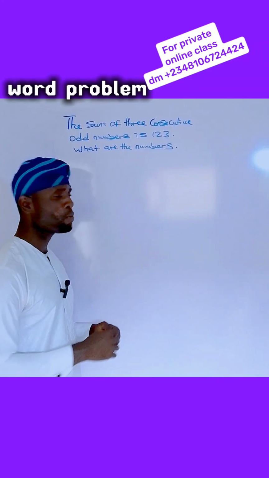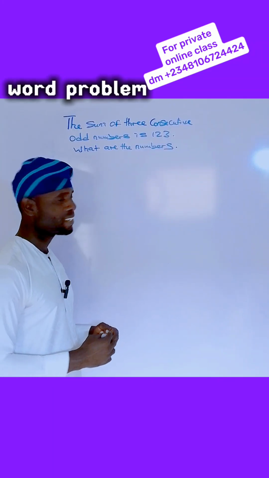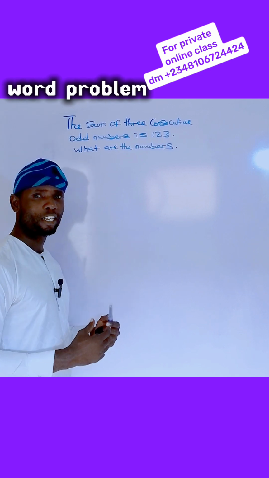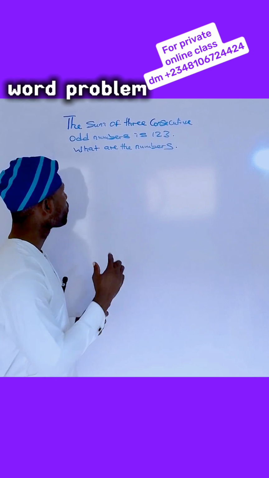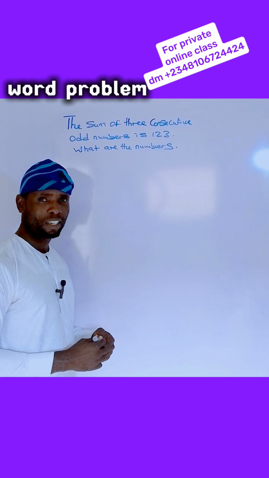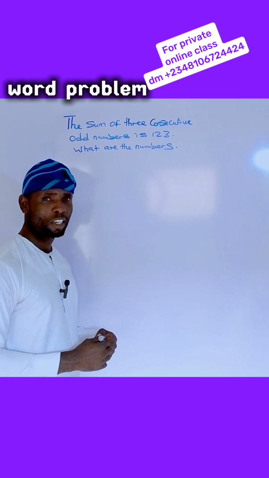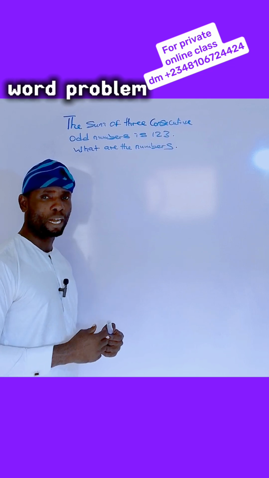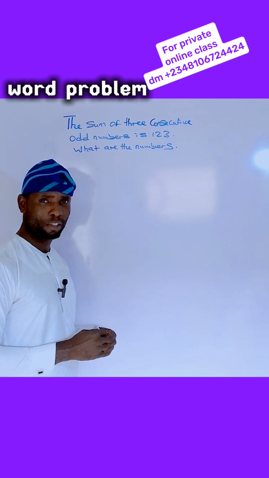Let's solve this word problem question on the board. The question says the sum of three consecutive odd numbers is 123. What are the numbers? When they say consecutive numbers, what are consecutive numbers? Consecutive numbers are numbers that follow each other with constant difference.